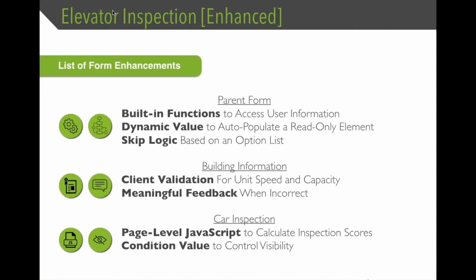The final changes we're going to make are to the car inspection form. Here, I'm going to write a page-level JavaScript function to calculate an inspection score. Specifically, I want to count the number of passes, the number of fails, or the number of not applicables. Because that process is very similar for all three of those, I wrote a JavaScript function so I can use that function and repeat that process without having to type it all over again. And finally, we're also going to be using our condition value to control the visibility of these three score fields. Because there's nothing for the inspector to enter into them, we're not going to even bother showing them on the form, to keep it a little bit cleaner.